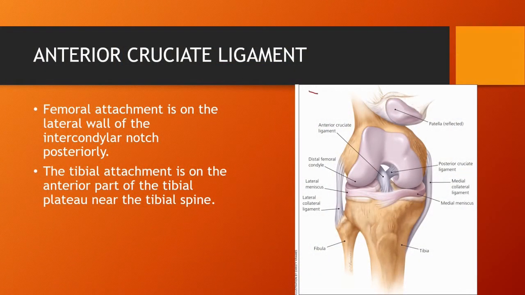Okay, so here's a diagram of the anterior cruciate ligament, and you're looking at the right knee from the anterior aspect. So this would be the medial knee here, this would be the lateral knee here. The anterior cruciate ligament has its femoral attachment, its proximal attachment, its origin, laterally. It's on the lateral wall of the inner aspect of the lateral femoral condyle. This area is known as the intercondylar notch.